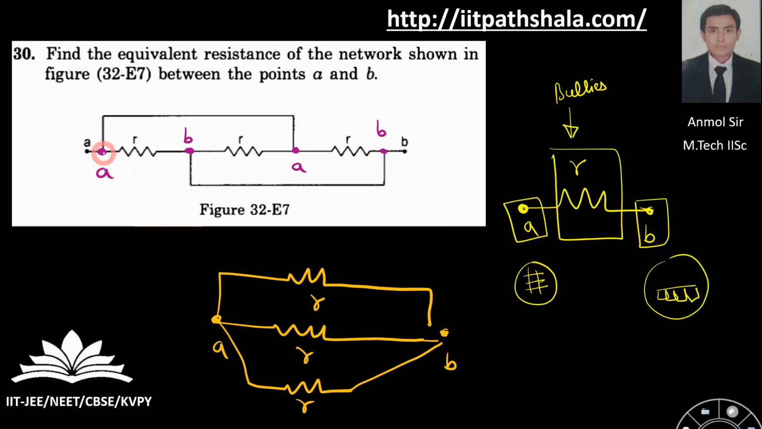Now here you can see that there is a wire which isn't carrying any kind of resistance. So my potential at this point will be the same as the potential at this point, logically. Similarly for this case, this wire isn't carrying any resistance, so my potential at this point will be equal to my potential at this point.